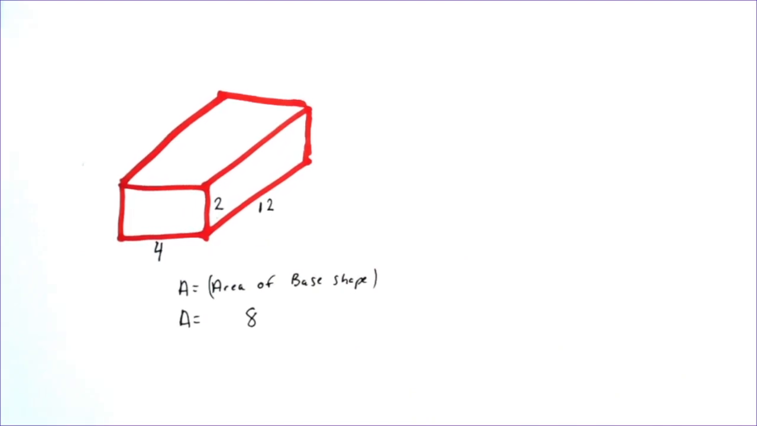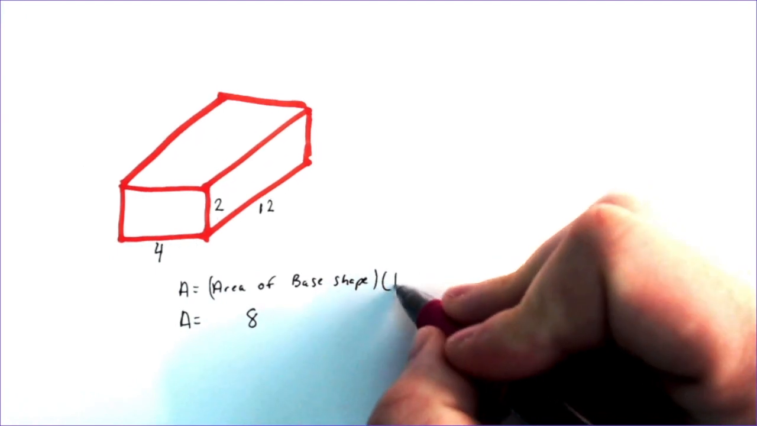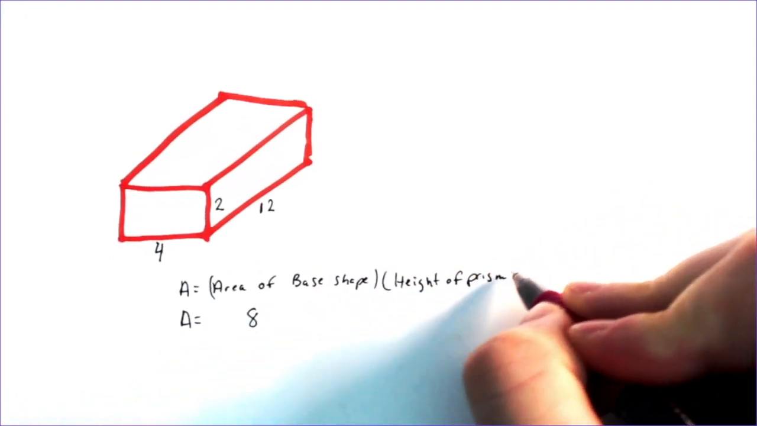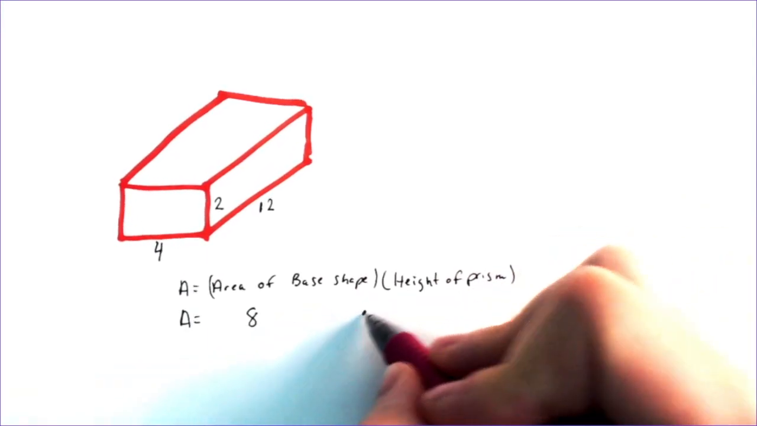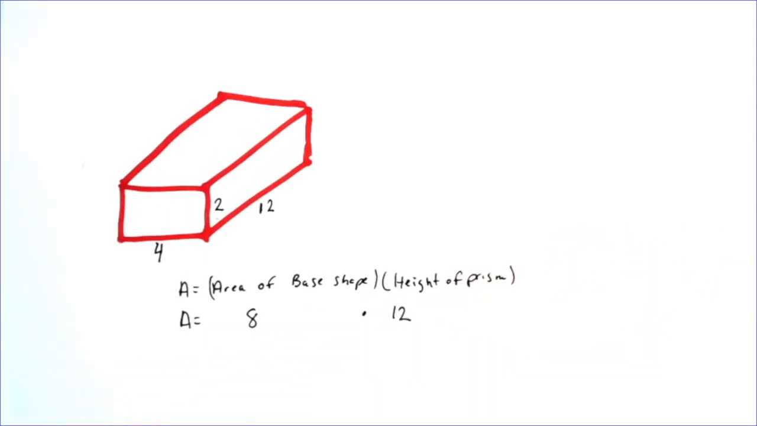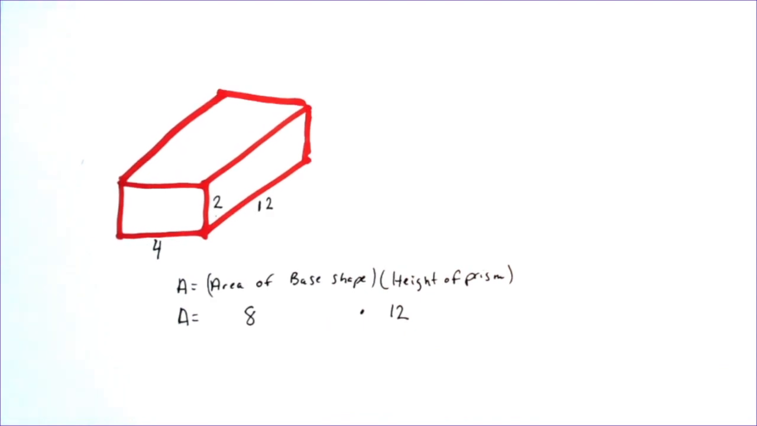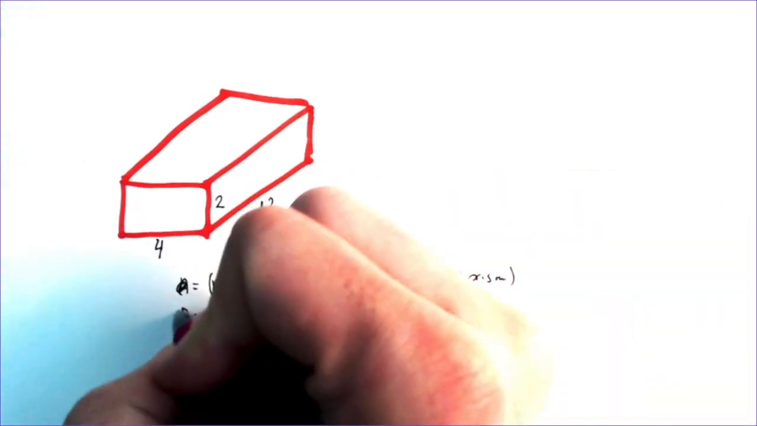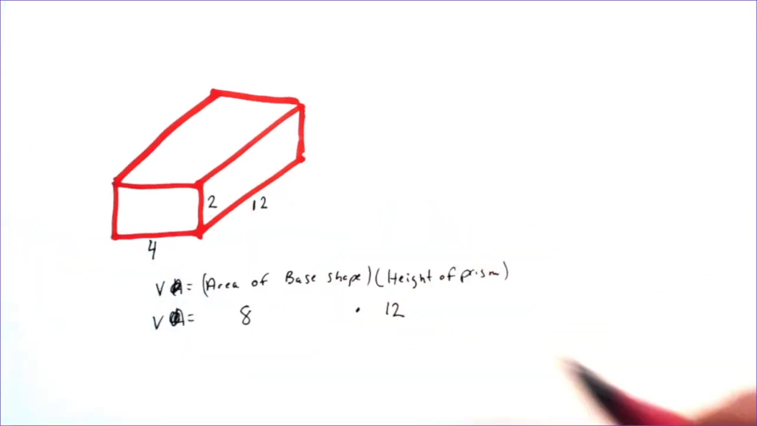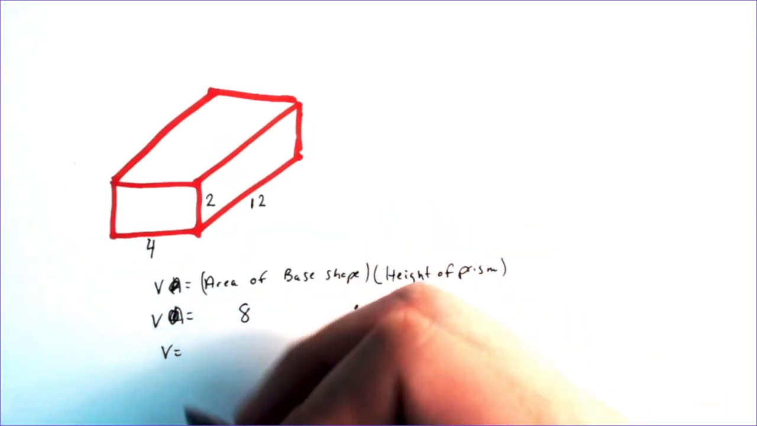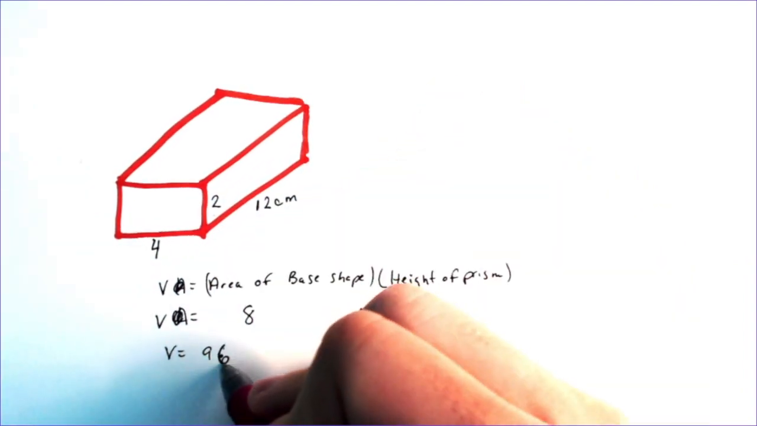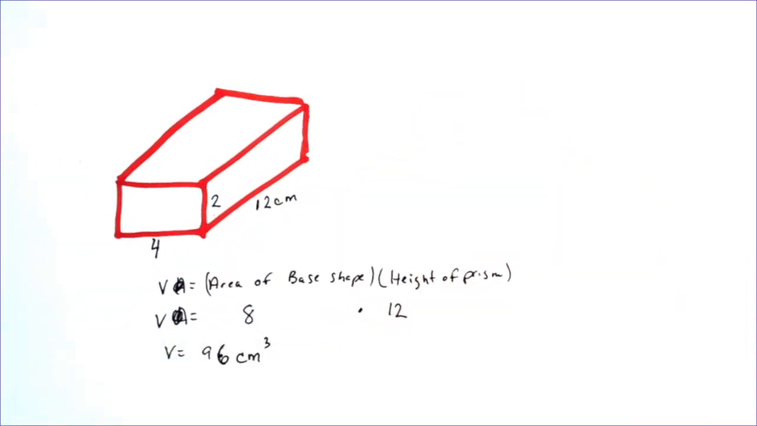The height of this prism would be the 12. And you can multiply 12 and 8 together, and we get our volume. 12 times 8, and you get your volume. So our volume, don't know why I called it an A there, volume is going to equal 96. And we'll stick with centimeters, so 96 centimeters cubed.